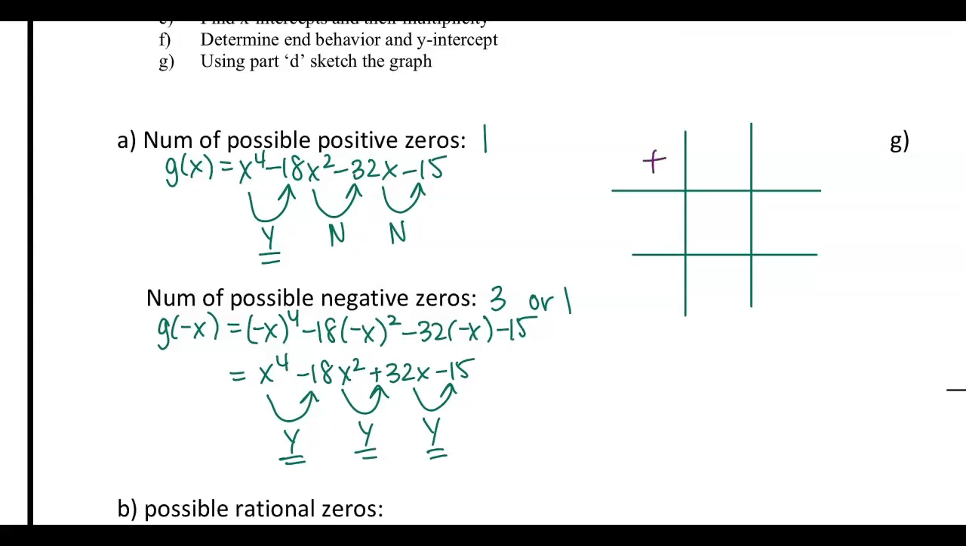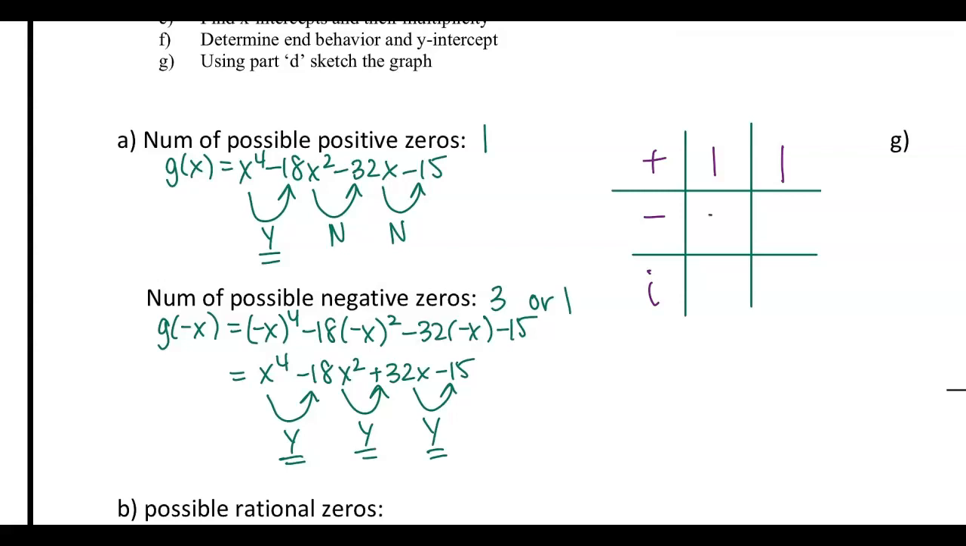I'm going to put positive, negative, and imaginary. We already said for positive answers, there's really only 1. And if I try to subtract 2 from 1, it's not going to give me a whole or a positive number. So I just definitely want to keep that as a 1.